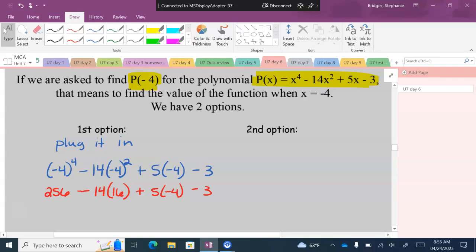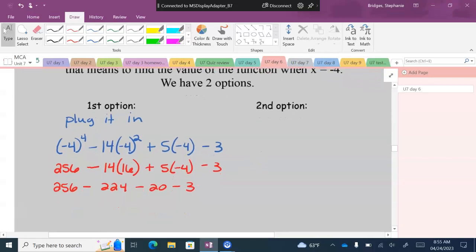Okay. So now we got to go through and do all of our multiplication and division, but I don't have any division, so I'm going to do 14 times 16. So that's going to be minus 224. Then 5 times negative 4 is a negative 20. And then bring down that negative 3. And then all I have left is subtraction, so I'm just going to do what it says, 256 minus 224 minus 20 minus 3. And that is going to give me a value of 9. Okay. So if x equals negative 4, then this polynomial equals 9.